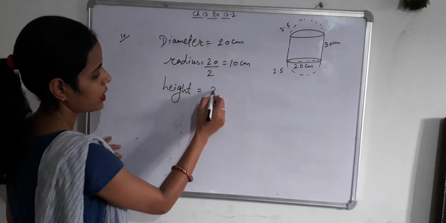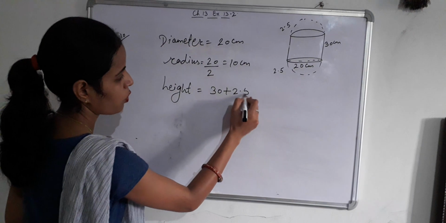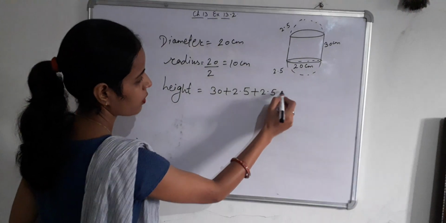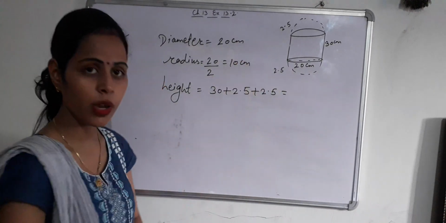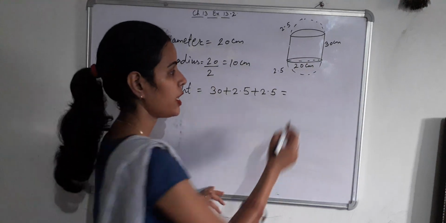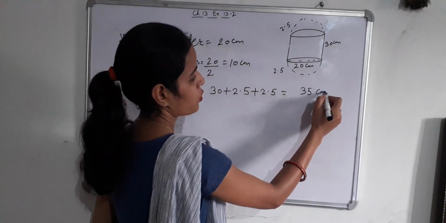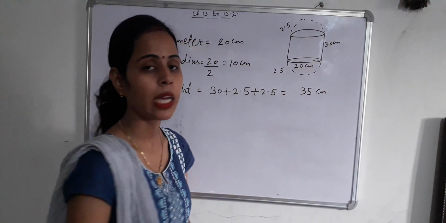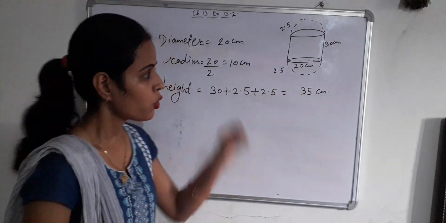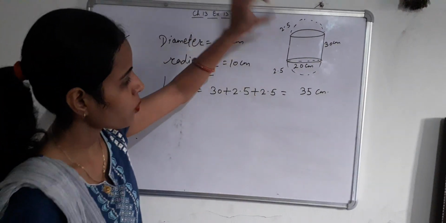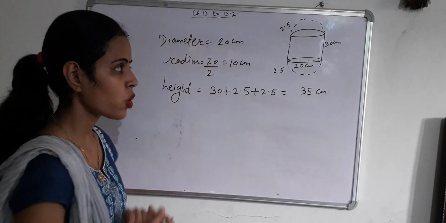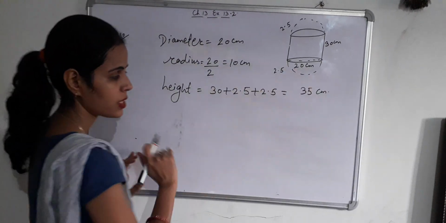Height of this lampshade will be 30 plus 2.5 plus 2.5. 2.5 plus 2.5 is 5, 5 plus 30 is 35. So height of this lampshade will be 35 centimeter, 2.5 on its bottom and 2.5 on its top. So total height will be 35 centimeter.